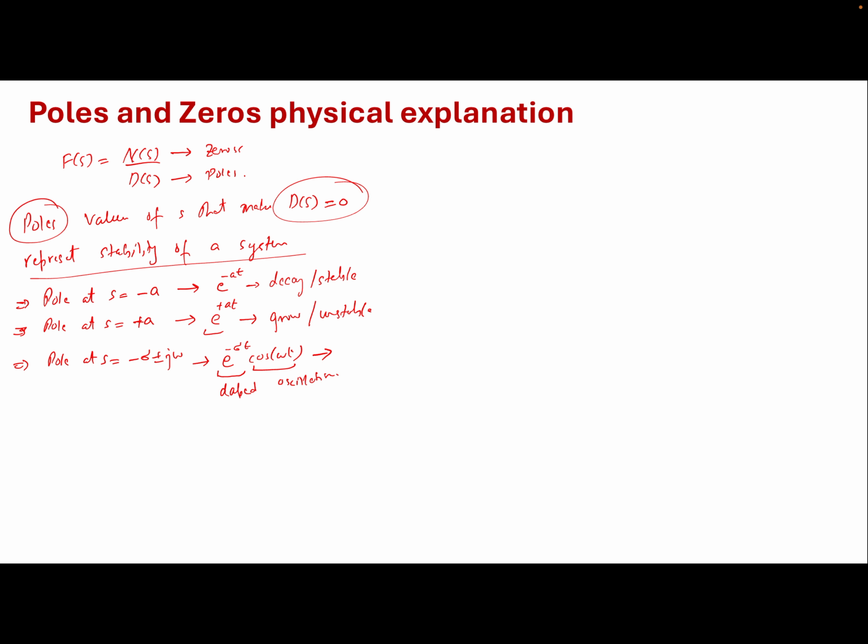oscillation. Similarly, if you're going to have a pole at s equals to, for example, just on the j-axis, on j omega, where sigma equals to 0. If sigma is equal to 0, then we're going to realize that we are just going to have a cosine term without an exponent, and the cosine term without an exponent means you're going to have a sustained oscillation.